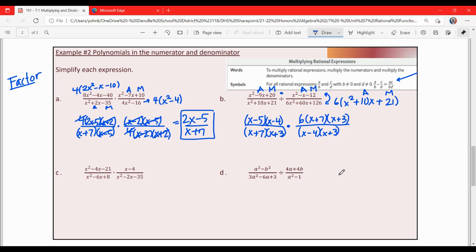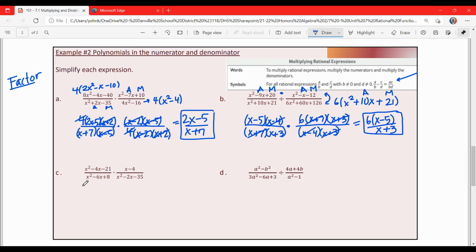So then let's see what simplifies. The x plus 3 on top and on the bottom, the x plus 7 on the top and on the bottom, the x minus 4 on the top and on the bottom. So it looks like there's a leftover 6, there's a leftover x minus 5, and an x plus 3. Nothing can simplify. The 3 cannot simplify with the 6. The x's cannot simplify. That's all you can do.